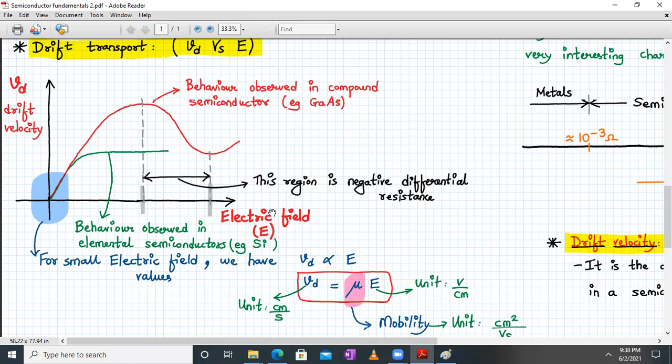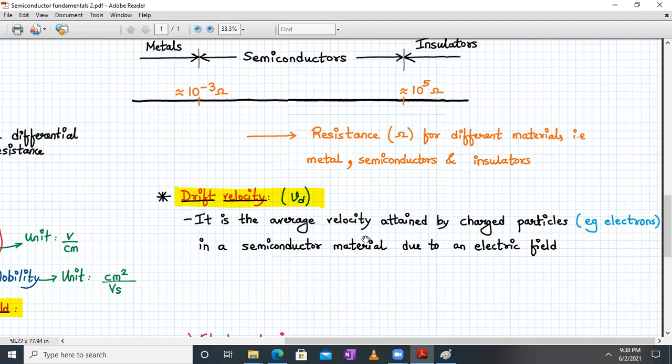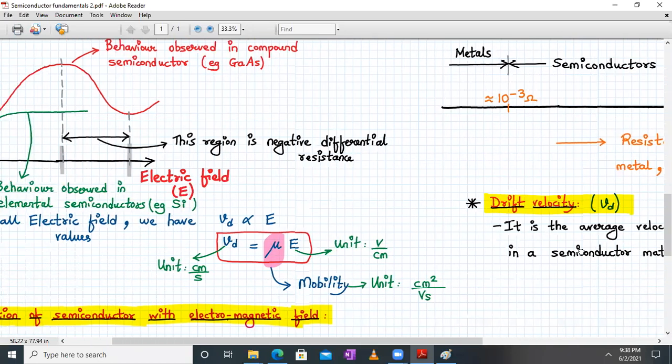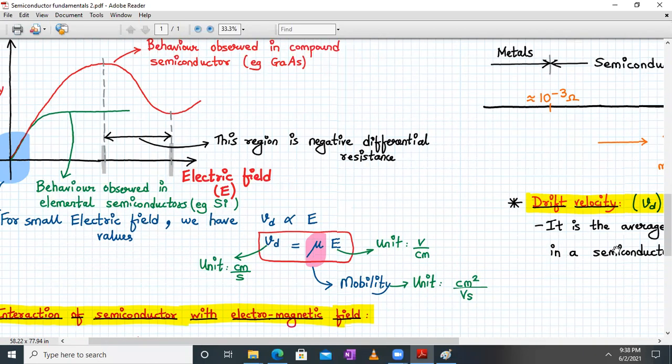It is a relation between the drift velocity versus the electric field. Now, what is this drift velocity? It is the average velocity attained by the charged particles, that is electrons or holes, in the semiconductor material due to an applied electric field. Why average velocity? Because these charged particles can be huge in number, so on average we have to consider the average velocity. That is the drift velocity.